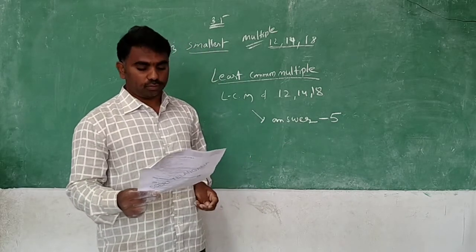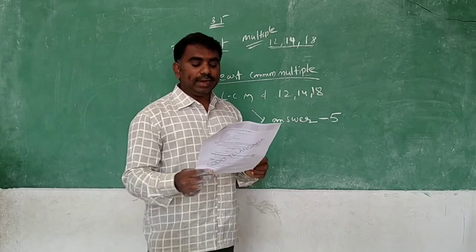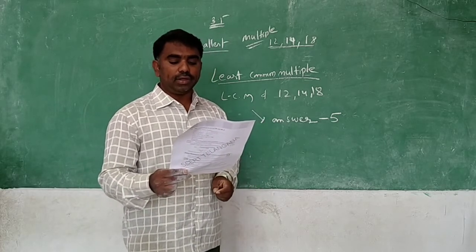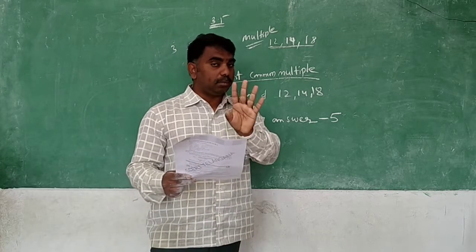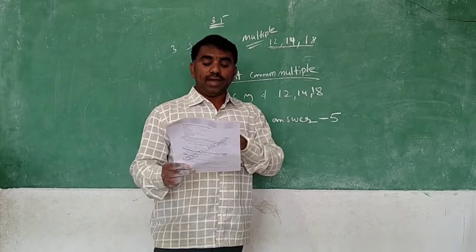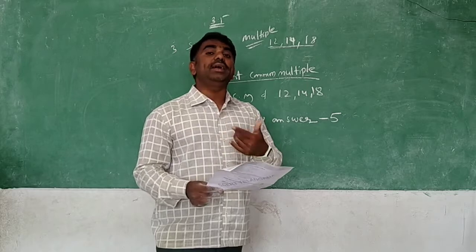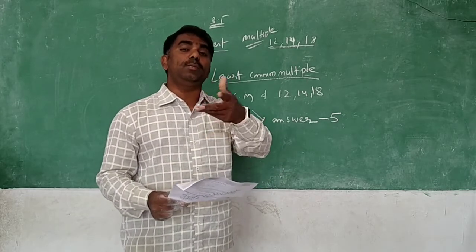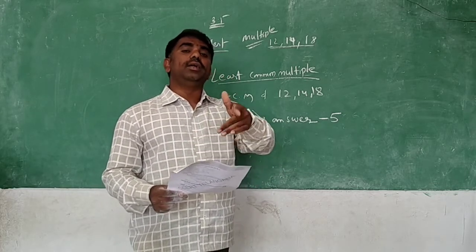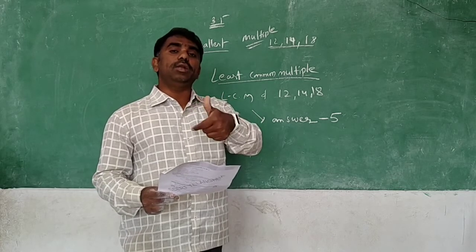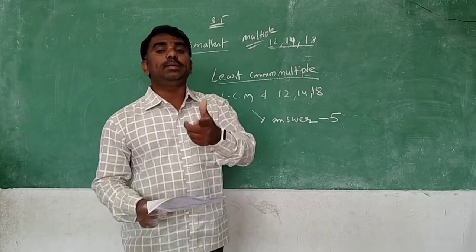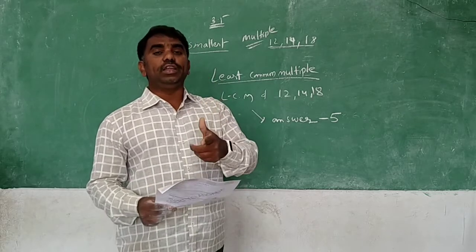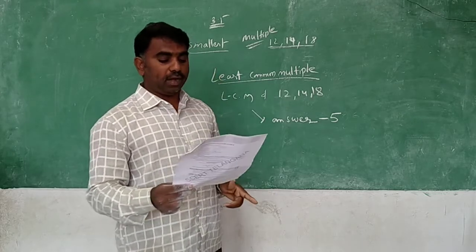Question number 4. Find the greatest 3-digit number which when divided by... Here 'divided by' means 'divisible by'; both are the same. Divided by, divisible by, both are same. What are you finding here? Multiples only.